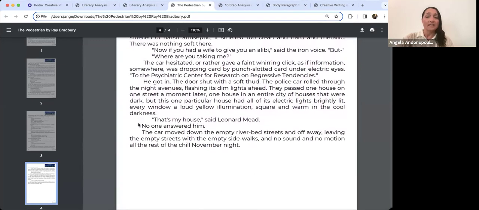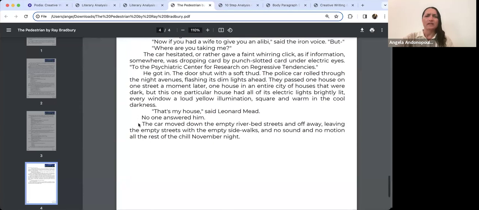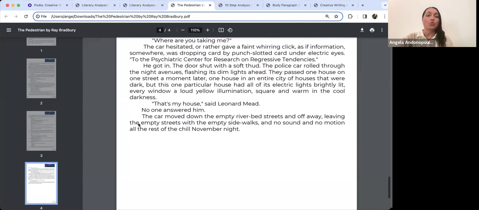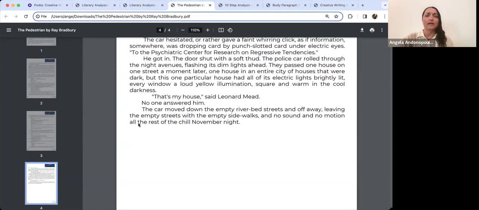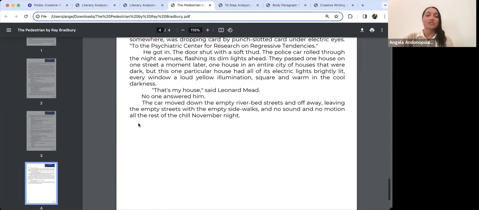Now, if you had a wife to give you an alibi, said the iron voice, but where are you taking me? The car hesitated, or rather gave a faint whirring click as if information somewhere was dropping card by punch-slotted card under electric eyes. To the Psychiatric Centre for Research on Regressive Tendencies. He got in. The door shut with a soft thud.